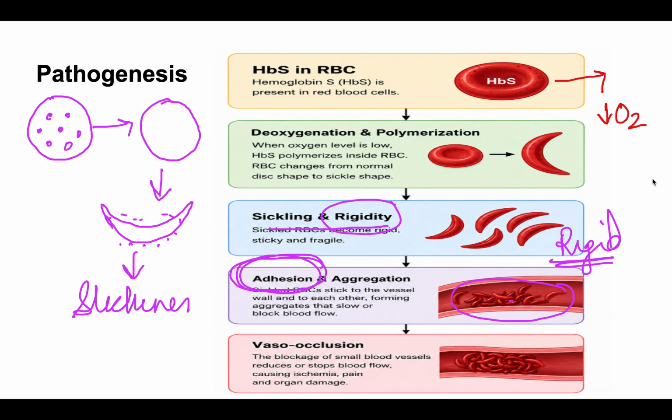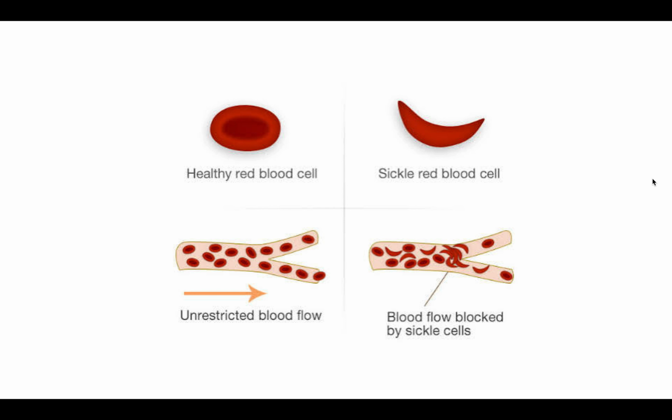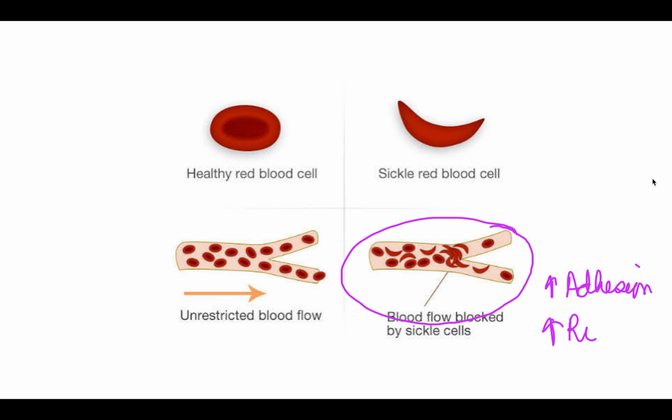The RBCs will stick to each other and therefore can cause vasoocclusion. If you see over here, this is a vessel which is blocked by the sickle cells. This is due to an increase in the adhesion molecules, and secondly it is due to an increase in the rigidity of the RBCs. So there are two reasons behind the vasoocclusion. This is a consequence of sickle cell anemia. Because of this consequence, the patient will further present with the clinical features.